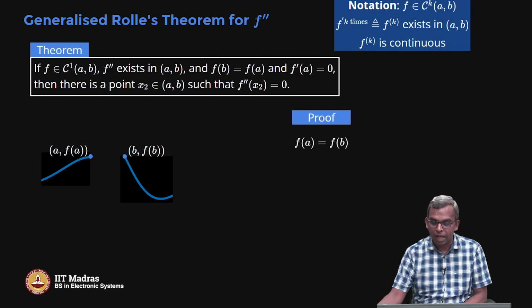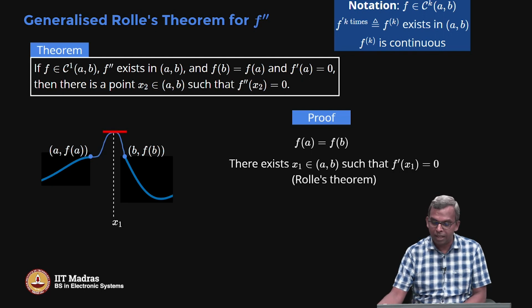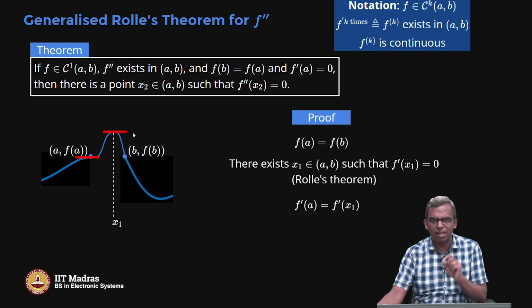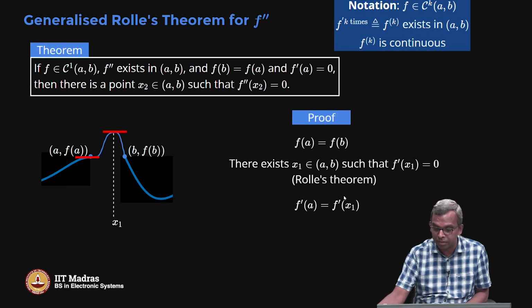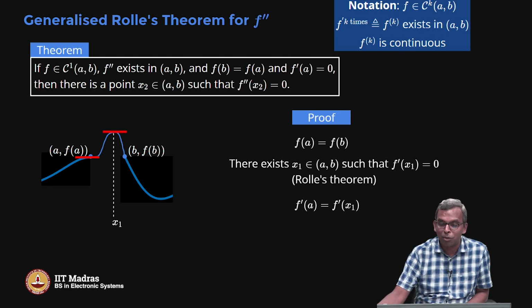So you have f of a equals f of b. This I know for sure. So by the regular Rolle's theorem, we know that there exists an x1 in AB such that f prime of x1 is 0. We always knew this. Now additionally, we know that f prime of a equals f prime of x1. That's the trick here. The first derivatives are equal at a and x1. Of course they are both equal to 0. That's why I wanted f prime of a also to be equal to 0, and why this condition is required here.